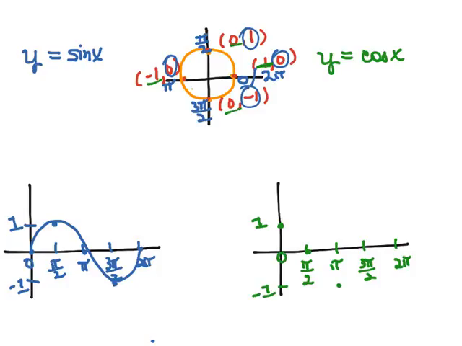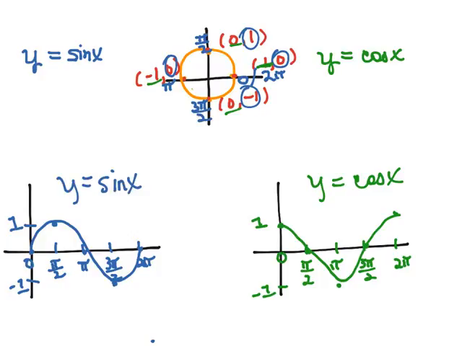At 3 pi over 2, 0. And at 2 pi, we're back at 1. Connecting these with a smooth curve, I get what my cosine function looks like between 0 and 2 pi. So y equals cosine x for one period is this graph, and y equals sine x for one period is this graph.